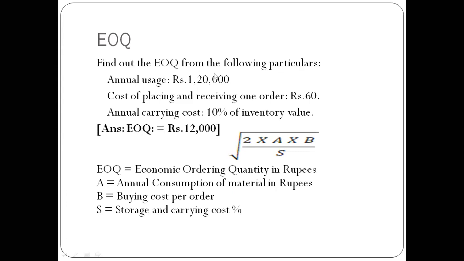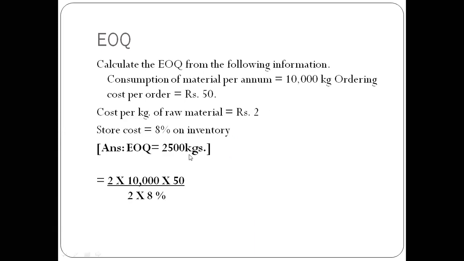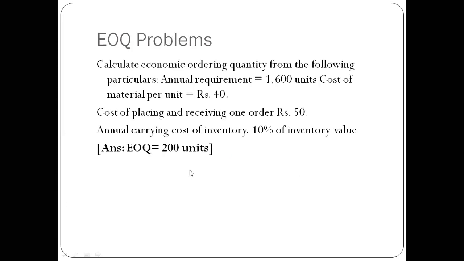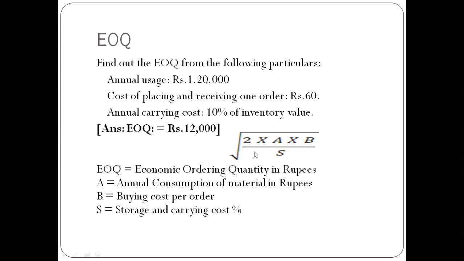So now for this, there is a slight change in the formula. We have to find the economic ordering quantity in rupees. If you are getting the answer in rupees, the answer is also in rupees. In the previous case the answer was in kilograms, and in the earlier case the answer was 200 units, but in this case the answer will be in rupees only, because the annual usage is given in rupees only.